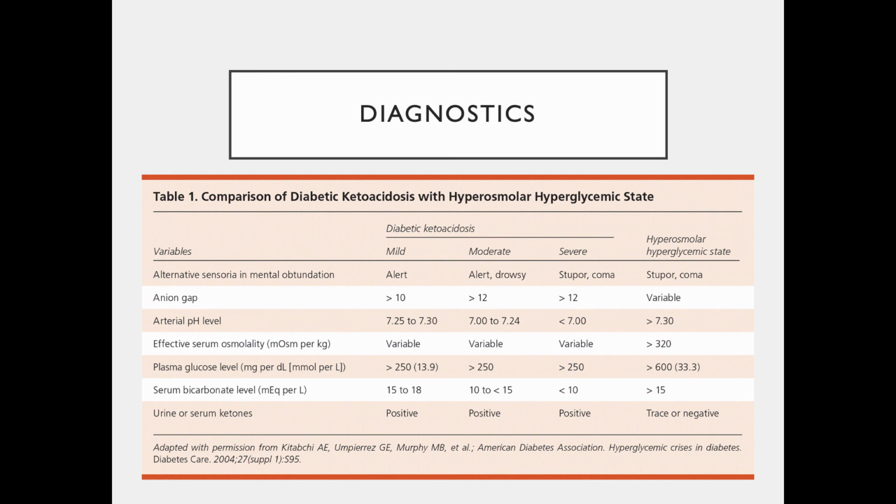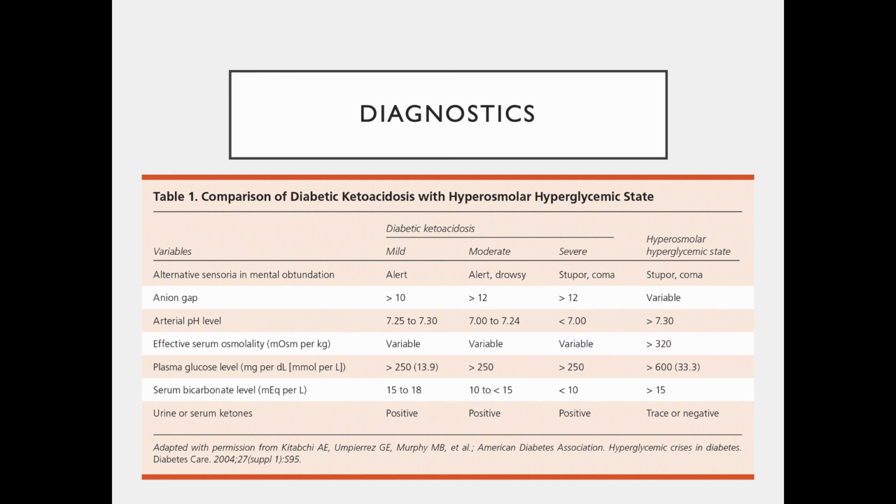The diagnostic tests that we use are shown here. So the patient's presentation: in mild DKA, the patient is alert. Even in moderate DKA, they can be alert, but often drowsy, whereas in severe DKA, they become stuporous. That same thing is true throughout the hyperosmolar hyperglycemic state, or HHS. The anion gap is very useful, and we measure that all the time in patients who have one of these syndromes.